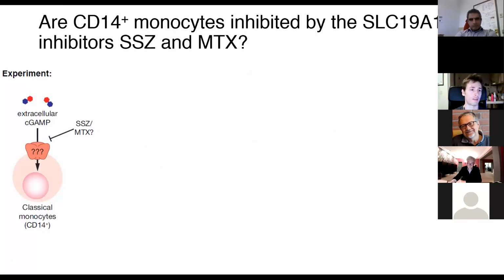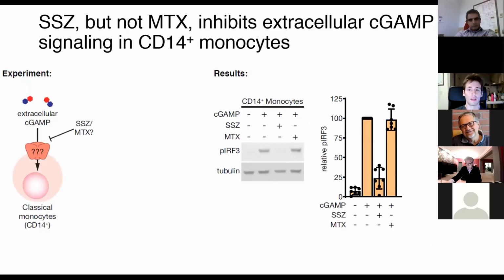And to do this, I just saw whether or not the SLC19A1 inhibitors, sulfasalazine and methotrexate, had an effect on extracellular cGAMP signaling in these cells. And I got some interesting results. So while one of the inhibitors, sulfasalazine, inhibited extracellular cGAMP signaling, the other SLC19A1 inhibitor actually didn't appear to have any effect on extracellular cGAMP signaling in CD14 monocytes. And so if SLC19A1 was the importer in this cell type, we'd expect both inhibitors to be able to inhibit extracellular cGAMP signaling. But it seems that something else is going on in these cells as far as cGAMP transport is concerned.